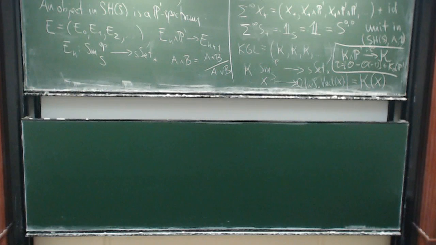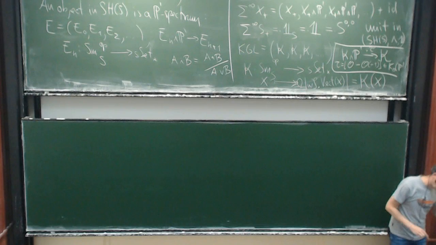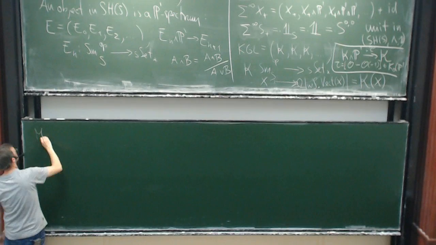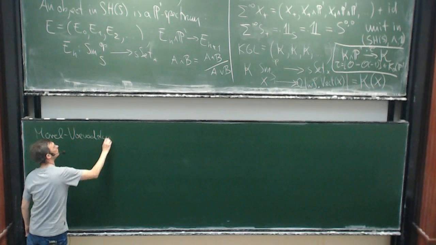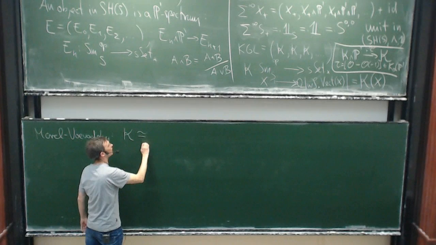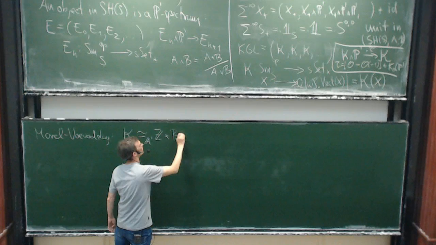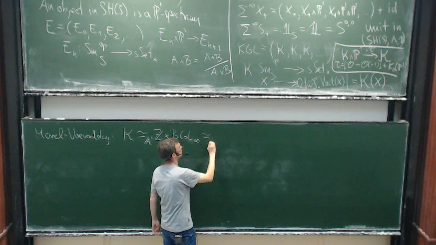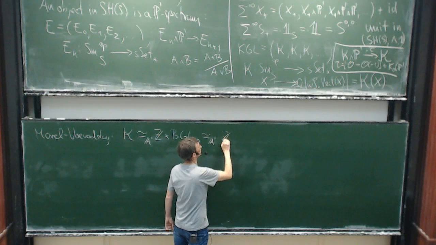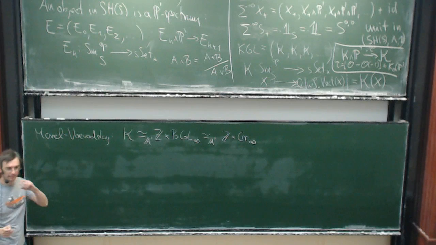Yes, in some sense this is what happens. In order to sort of connect with this, there's a result due to Morel and Voevodsky, which says that we can describe this presheaf in a different way up to A1 homotopy theory. This is the same as Z times BGL infinity. And there's a more geometric description up to A1 homotopy. And this is given by Z times the infinite Grassmannian.